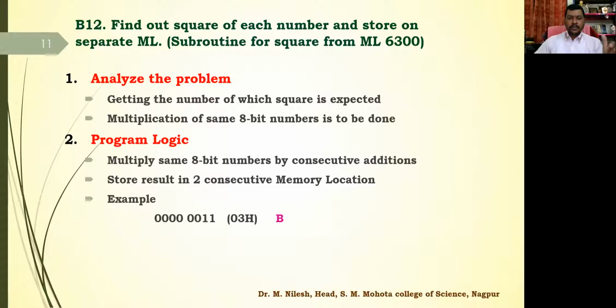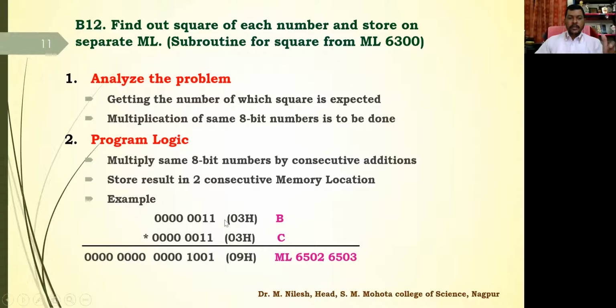Like this example. So we have used 03 and 03. We have to multiply this, and the result might be in 2 bytes, so 00 and 09, right? And they have to be stored in consecutive memory locations like 6502 and 6503. So yeah, this is to be analyzed.